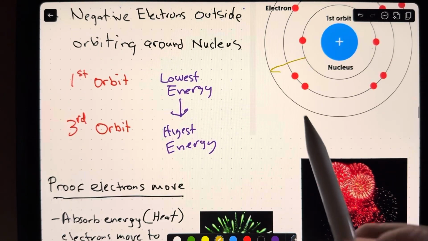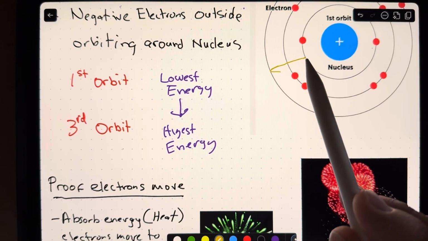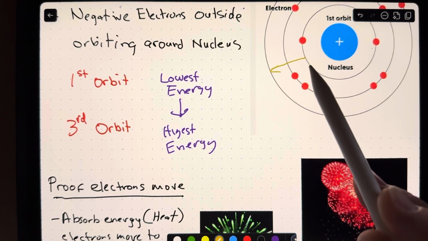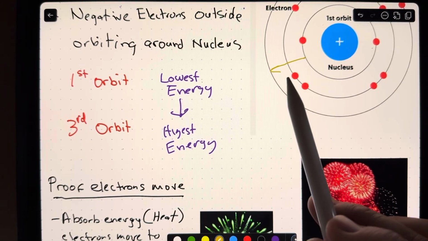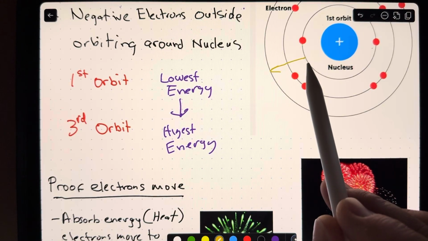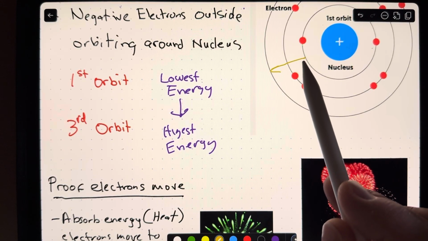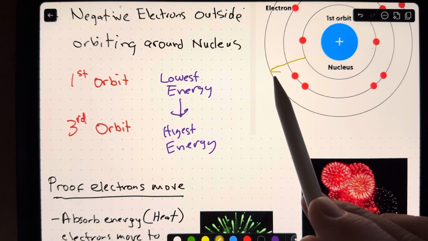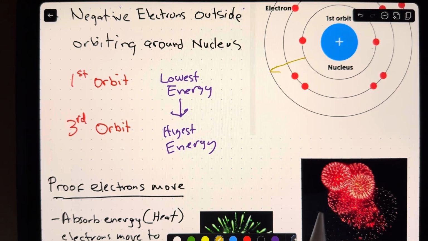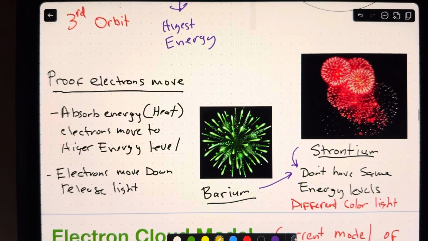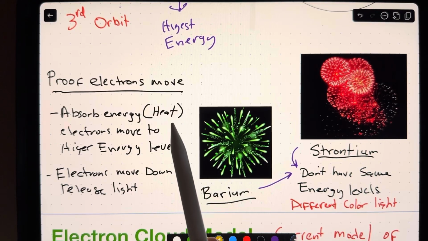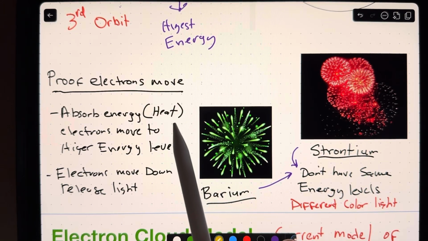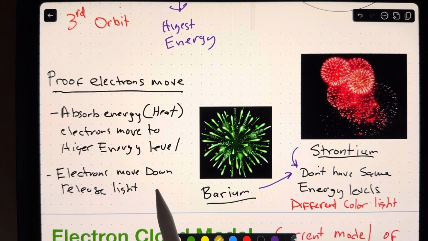And whenever an electron gains energy, electrons are going to move up. But whenever they lose energy, the electrons move down. So they gain energy, the electrons move up, and magic happens. And when they drop back down, they lose energy. And so the proof that electrons move is when an atom absorbs energy, the electrons move to a higher level. Okay, so you could add heat, that might do it. And when they move down, they are going to release light.